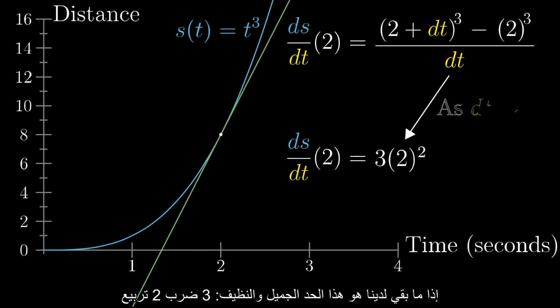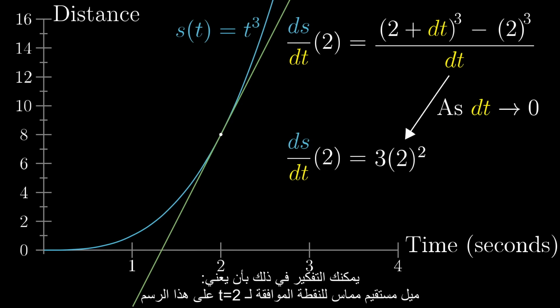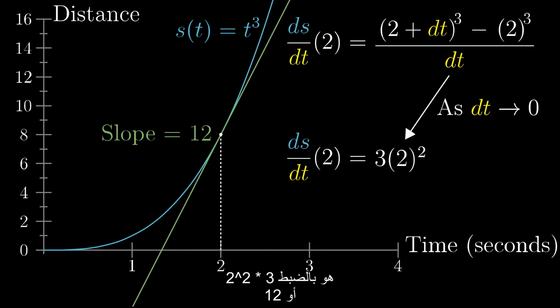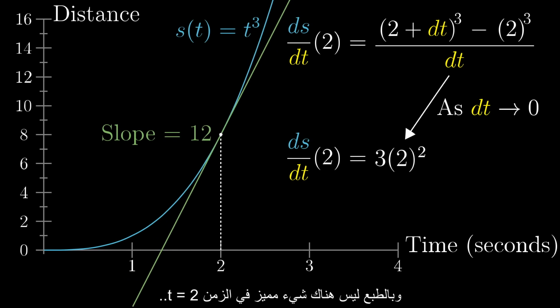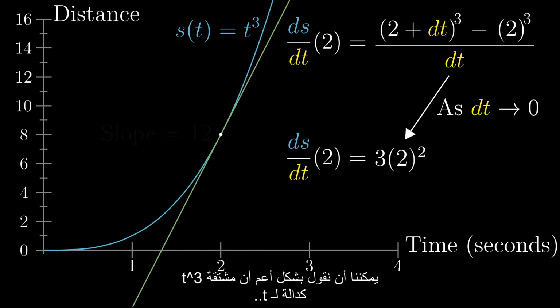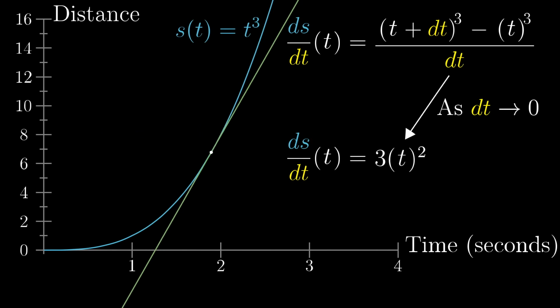So what we're left with is this nice clean 3 times 2 squared. You can think of that as meaning that the slope of a line tangent to the point at t equals 2 of this graph is exactly 3 times 2 squared, or 12. And of course, there's nothing special about the time t equals 2. We could more generally say that the derivative of t cubed as a function of t is 3 times t squared.